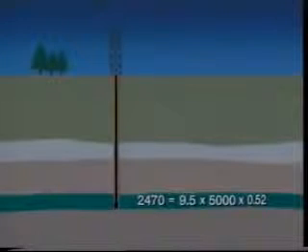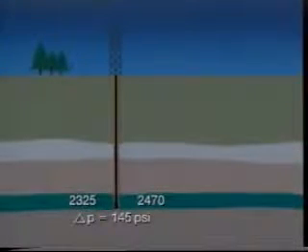In a normally pressurized area, a hydrostatic gradient of 0.465 would result in a formation pore pressure of 2,325 psi at the same depth. This is an overbalance of 145 psi, the pressure of which forces some of the drilling fluid's continuous phase into the formation and forms a filter cake on the wellbore wall.